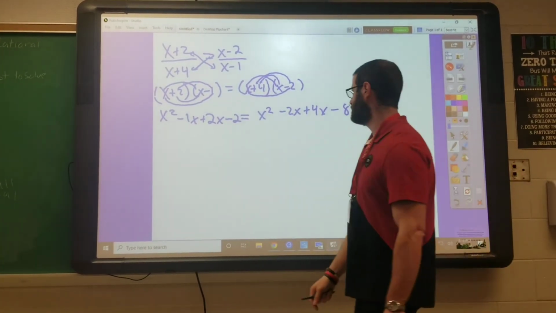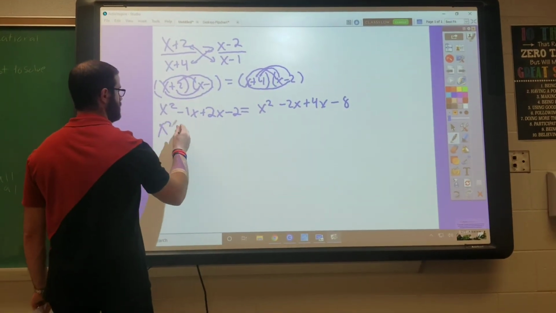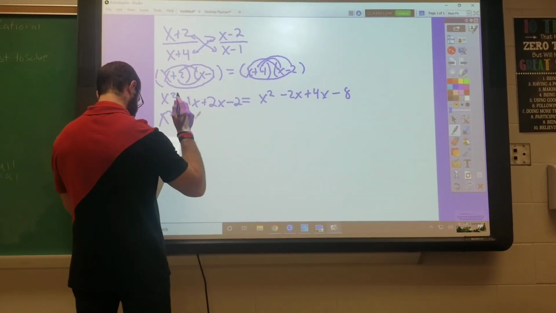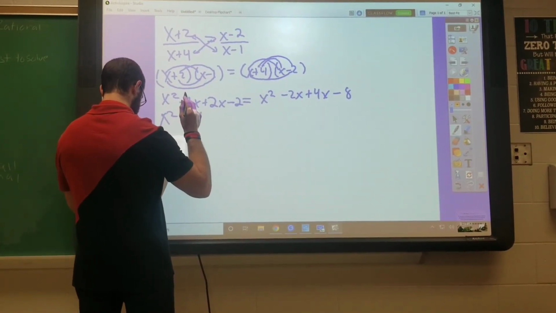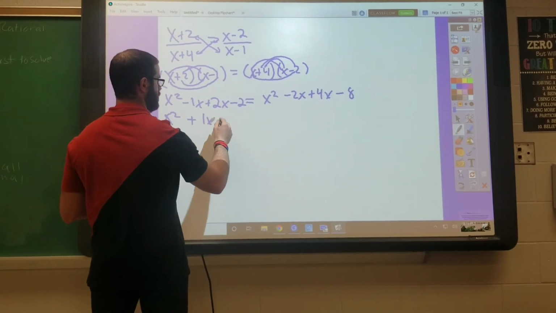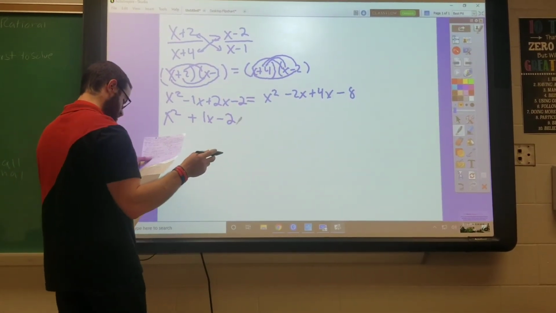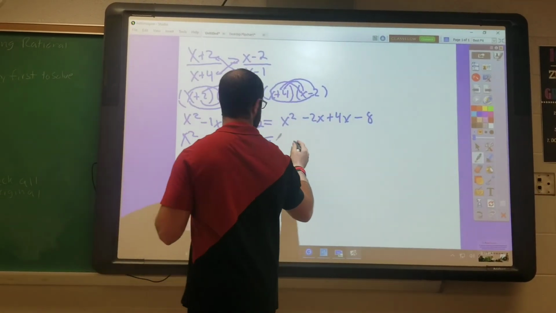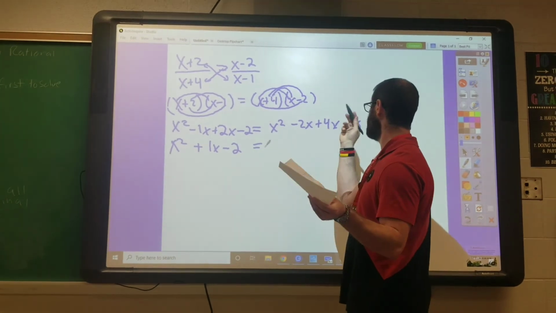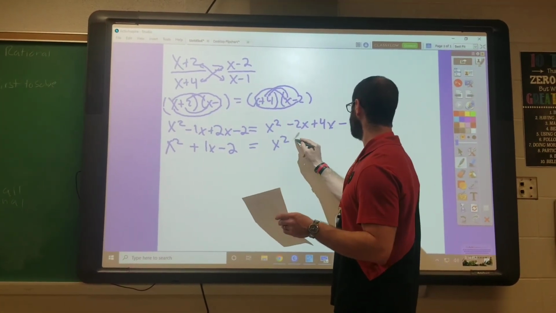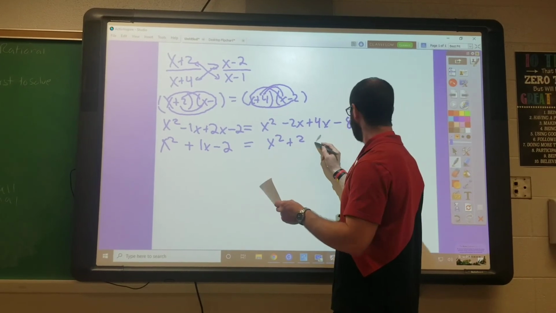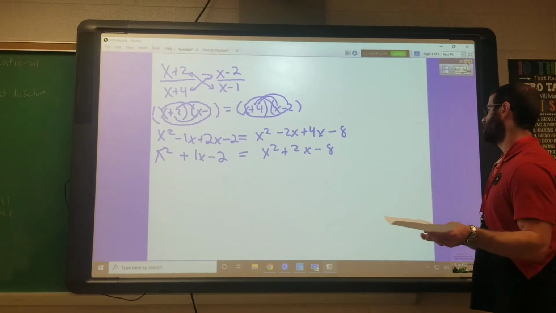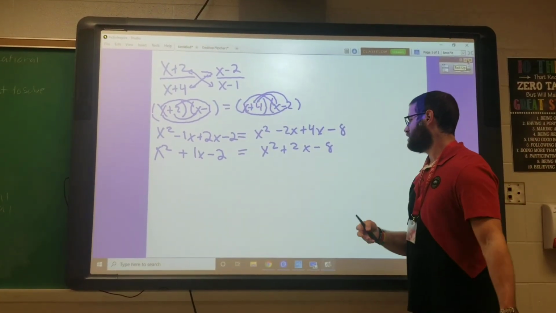Now we got to simplify it a little bit. So, x squared minus x plus 2x, so that's going to be plus 1x, plus 1x minus 2 on that side. And then on the other side, negative 2x plus 4x, that's going to be plus 2x. So x squared plus 2x minus 8. And remember, since it's a quadratic, we'll just start by trying to get one side equal to 0.